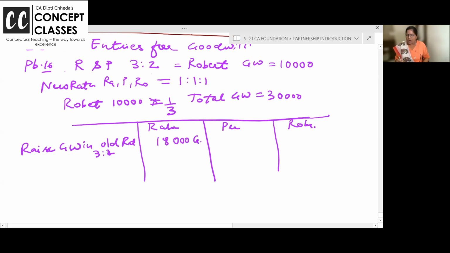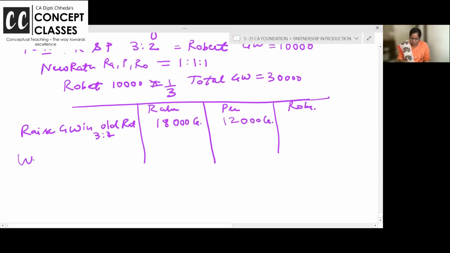18,000 credit to Rahul. Robert, before you come, we have already developed this business. So whatever is the goodwill that we will share. So until now, because you are a new partner and you are getting a ready branded business, which is established by Rahul and Priyanka, you need to pay us goodwill. Yes. So 18,000 and 12,000 credit is the answer. Now, write off goodwill in new ratio.